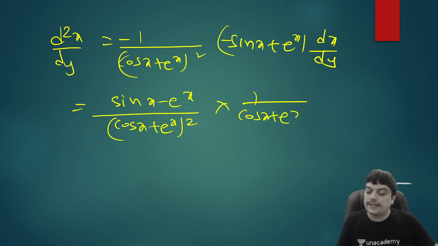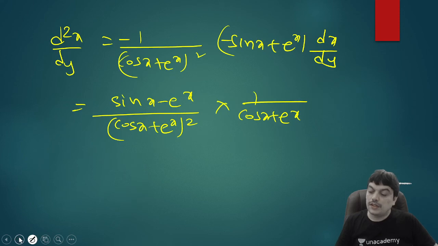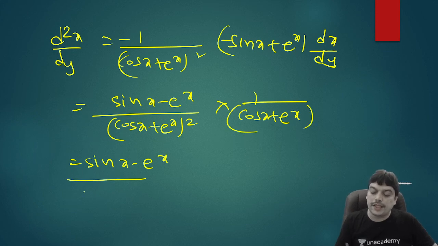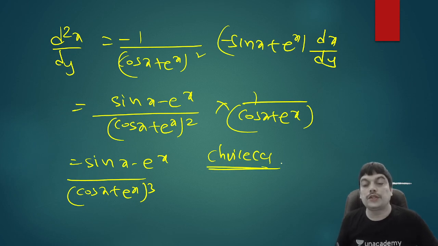Is it plus or minus? Let me check. So what is the value of dx by dy? (Cos x plus e power x) whole power minus 1. So writing this, it will give you the answer sin x minus e power x divided by, multiply these two terms of denominator, you will get (cos x plus e power x) whole cube. So this is nothing but choice C. So this problem illustrates how to find out the second derivative.